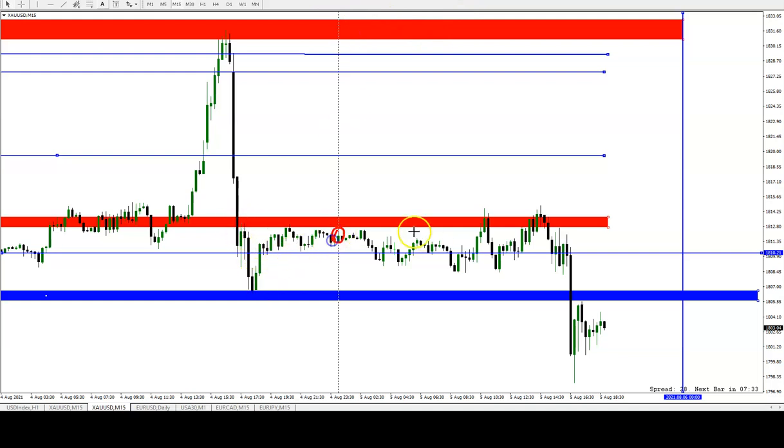Then we got the new session opening block right around here. So price began to obey this area that was earlier pierced. And we saw market price one more test, failure. Second test, failure. Now look at the clear difference.